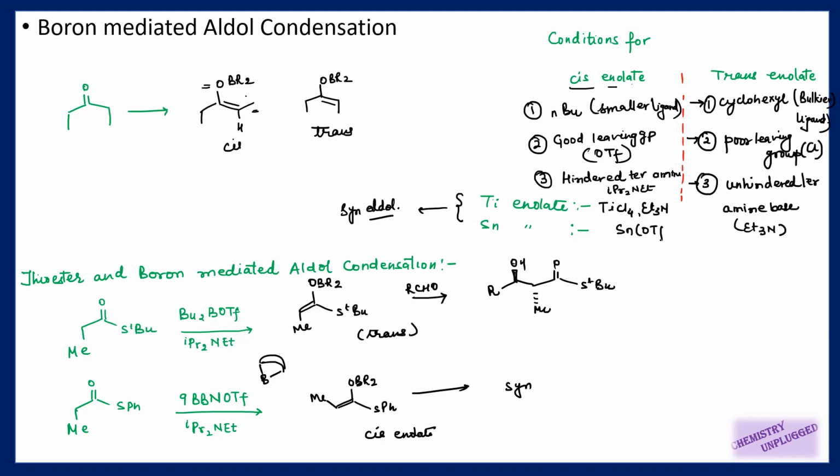And in case of tin enolate, we can use tin triflate. We have also discussed this in the previous chapter, and an amine base, right? Using these conditions we can generate these enolates, but the important thing is these enolates will lead to the formation of syn aldol. This is very important. So out of all the things in this slide, you can remember this point, this is important, and this one.